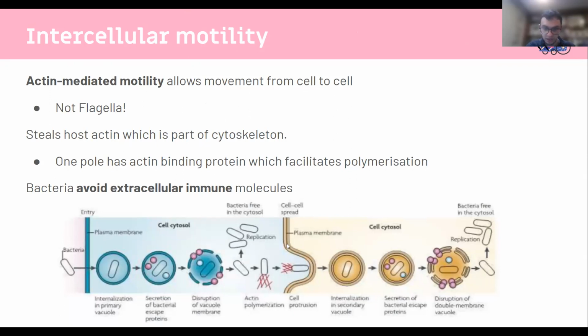So this is the membrane between two cells, and it's just piercing that. You can see the polymerization here is allowing it to invade this other cell where it's internalized in another vacuole, and the process reoccurs.